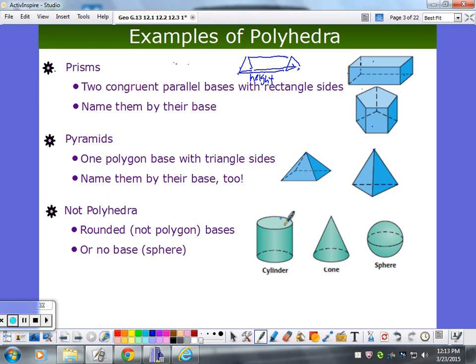Look at the cylinder, it's got a round base, a cone has a round base, and a sphere is round. These are similar to prisms, or a lot alike, I don't want to use that word similar. They're a lot like prisms, these are a lot like pyramids, but they're not because they're rounded and your sides don't have faces.